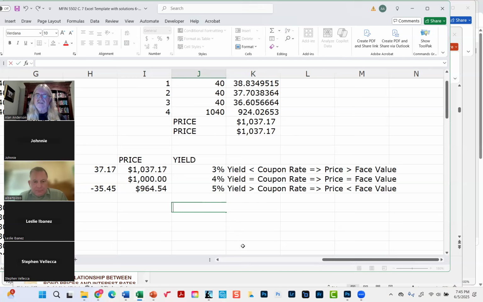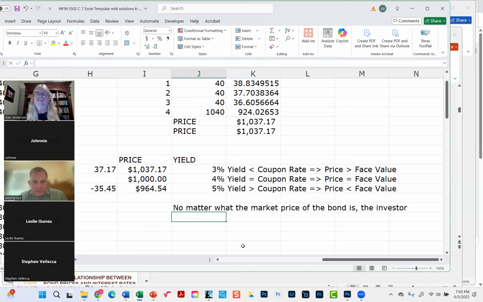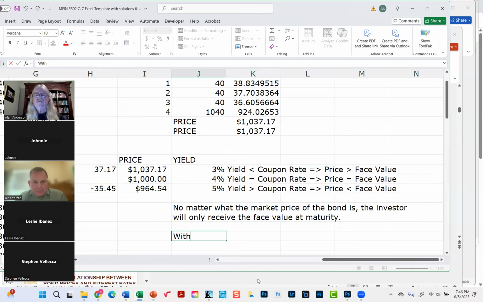well, actually, let me just take a step back here. No matter what the market price of the bond is, the investor will only receive its value at maturity. So if you look at this first case, if I buy the bond here with a low yield and high price, the investor will suffer a capital loss when the bond is redeemed.